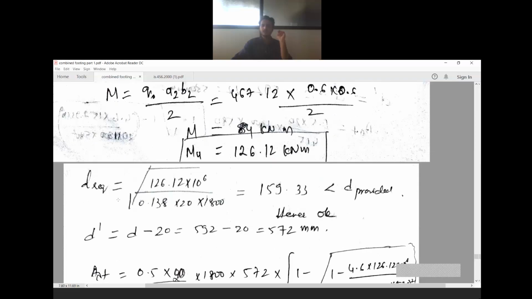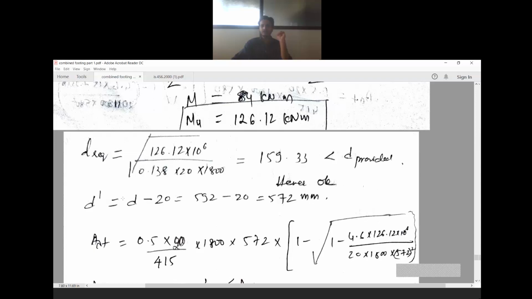Next, calculate the depth required. The depth required uses the same formula, Mu divided by 0.138 CKB. If you substitute it, you will get 159.33, which is the required depth under column B according to the transverse reinforcement requirement. But we have already provided 592 mm. So 592 is much more than the required 159.3. So D provided is higher than the required, so it is safe.